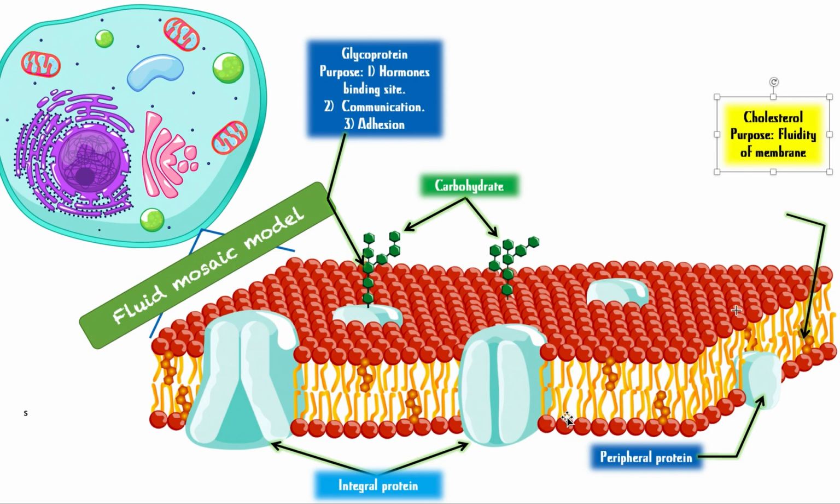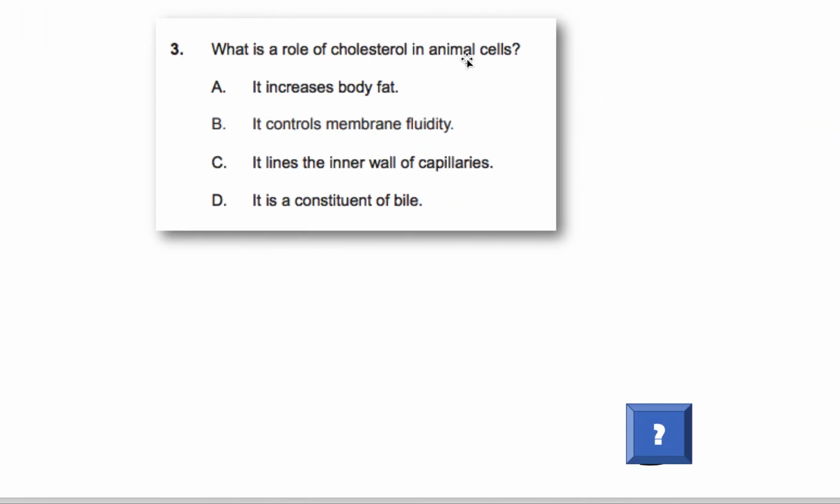But overall, it's trying to maintain the appropriate fluidity of the membrane, making it just bendy enough, but not too bendy, and not hard enough, and not too hard. So it's trying to just maintain the fluidity. That's the ultimate rule. You don't have to know that much about how they do it though. So just need to know they're involved in that.